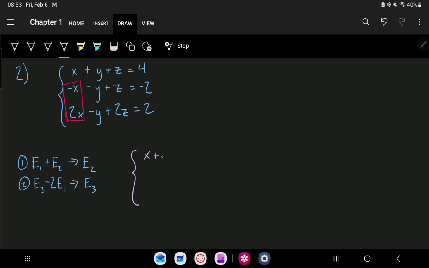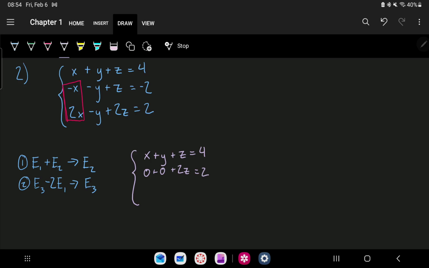So the first equation is going to stay the same. Second equation, we're just going to add the first to the second. X minus x is going to be 0. Y minus y is going to be 0. Z plus z is going to give me 2z. And 4 plus -2 is going to give me a 4.